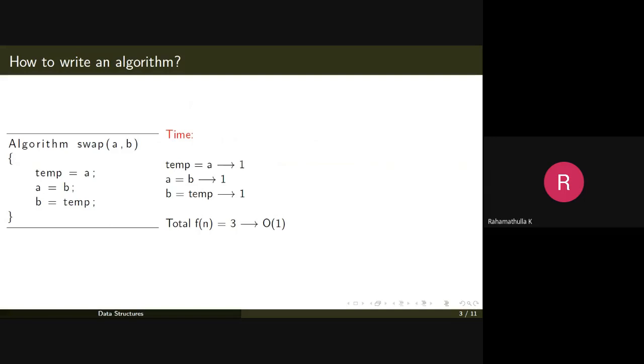In this case, let's assume that we had two input values a and b, but the time is not related to the number of input values. Whatever the values of a and b, the algorithm takes only 3 units of time. So the total time taken by the algorithm, we write it as order of one, or constant time. It is not related to the number of input variables. The space consumed by the algorithm is also a constant. In this case, we need three variables here: a, b, and temp.